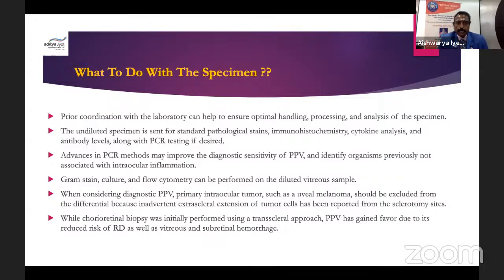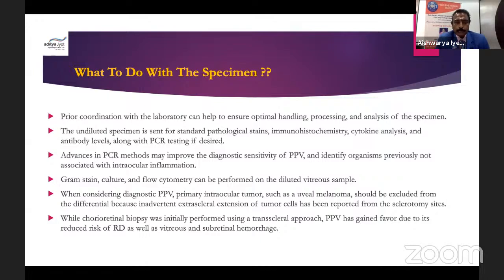Prior coordination with the lab can help to ensure optimal handling, processing, and analysis of the specimen. The undiluted specimen is sent for standard pathological stains, immunochemistry, cytokine analysis, and antibody levels, along with PCR testing if desired. Advances in PCR methods may improve the diagnostic sensitivity of PPV and identify organisms previously not associated with intraocular inflammation. Gram stain, culture, and flow cytometry can be performed on the diluted vitreous sample.